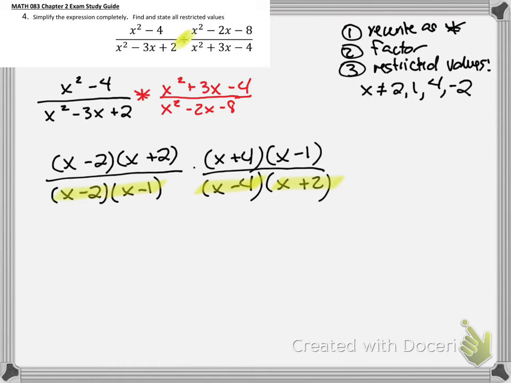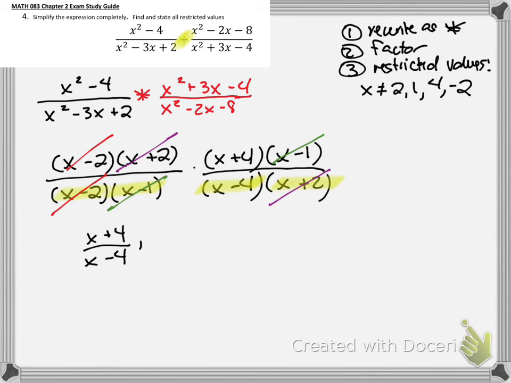So now that we have our restricted values, now we can start canceling things out. So x minus 2 looks like it's going to cancel out. What else? x minus 1 looks like it's going to cancel out. And x plus 2 also is going to cancel out. So what's left? Well, it looks like all that's left over is x plus 4 over x minus 4.